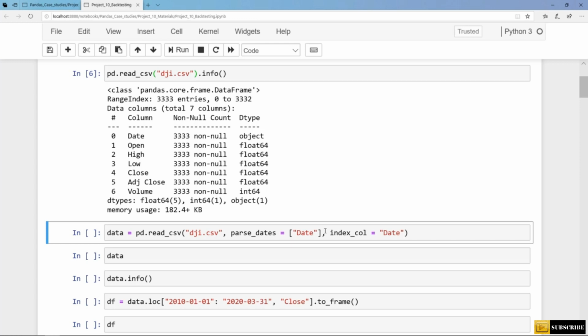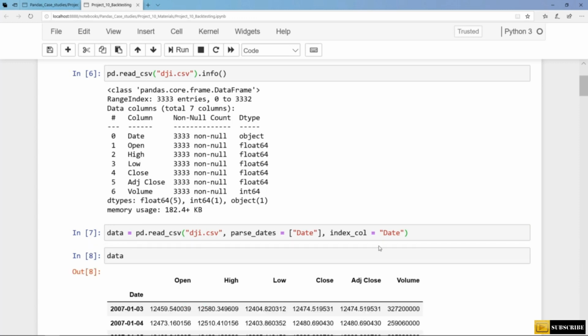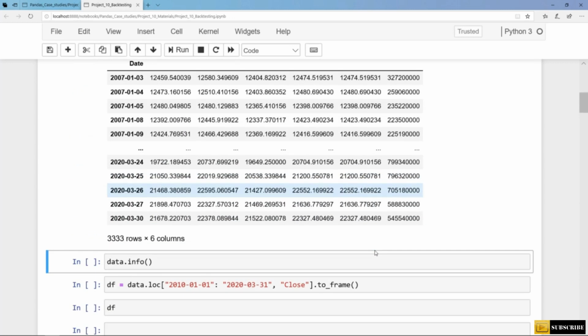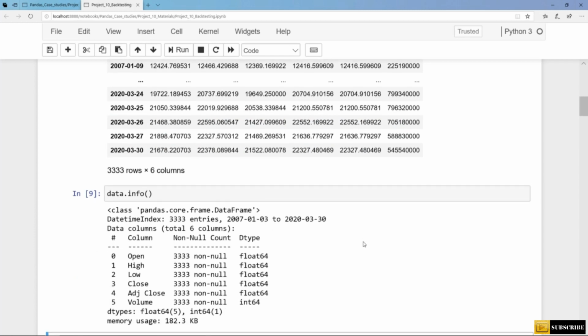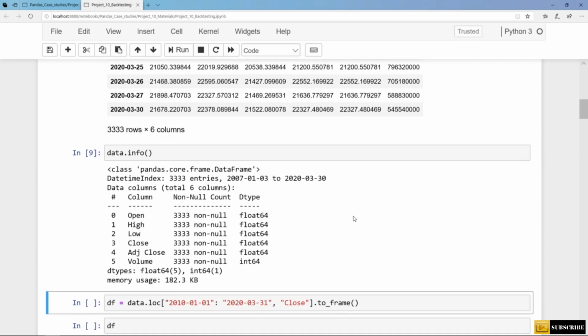And if we work with financial data, it definitely makes sense to have the datetime column as the index to have the best possible functionality of our data frame. And therefore, we also pass date to the index_col parameter. And then we save the resulting data frame in data. So that's data here with a datetime index on the left-hand side. So we have entries from the beginning of 2007 until the end of March 2020.